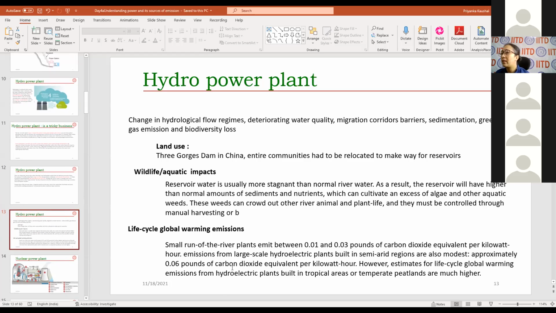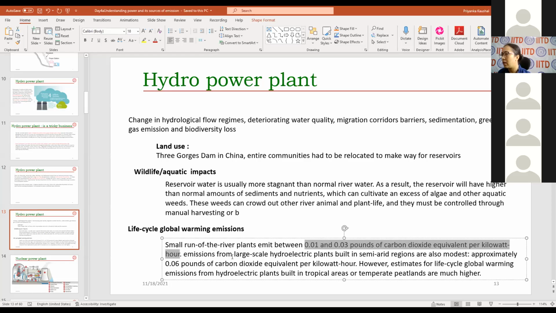And next is the life cycle global warming emission. Run of the river plants, that means where you are not constructing a dam, right? It's a natural flow that has been taken into consideration. And as you can see here, the emission coming from the run of the river plant, per unit of electricity produced, is roughly between 0.1 and 0.3 pounds of carbon dioxide, right? So per unit of electricity it emits about 0.1 to a maximum of 0.3 pounds of carbon dioxide.